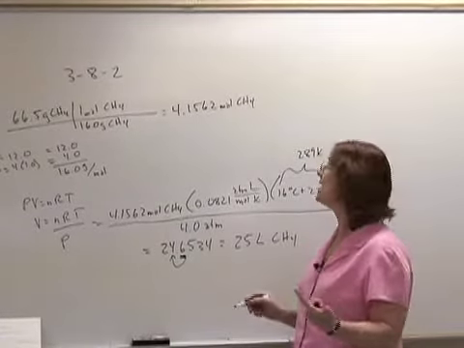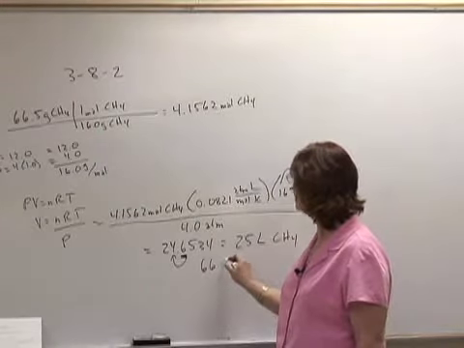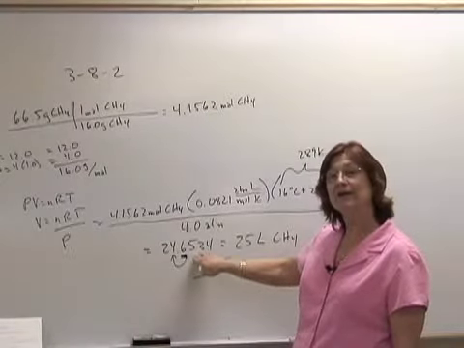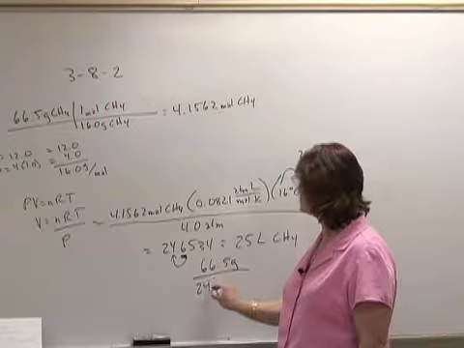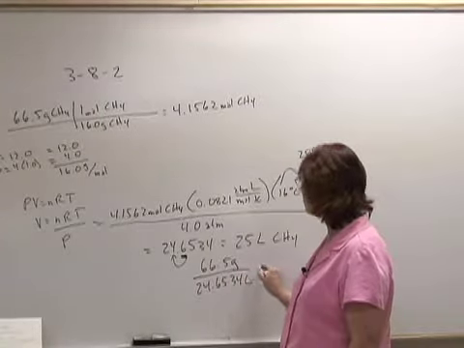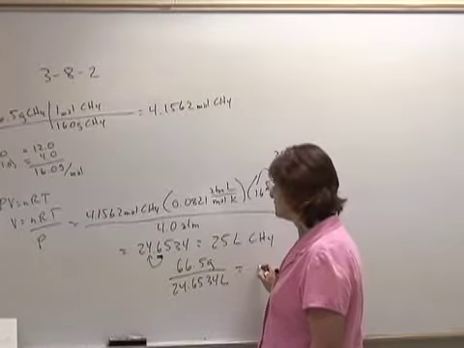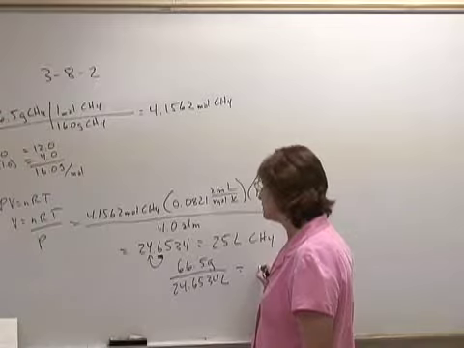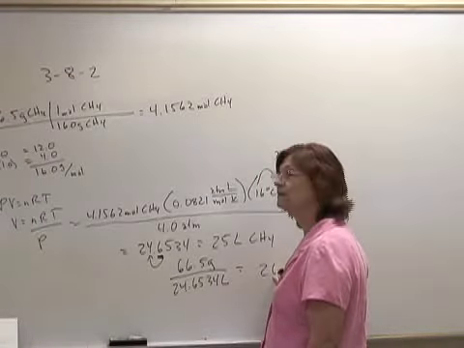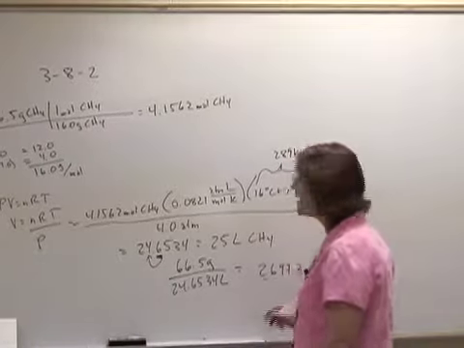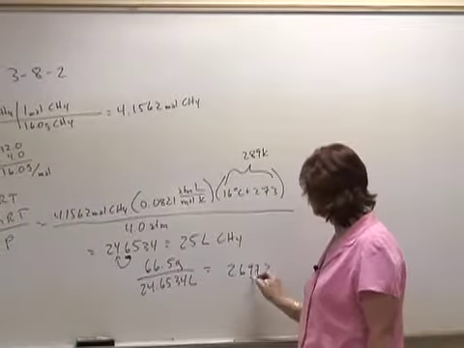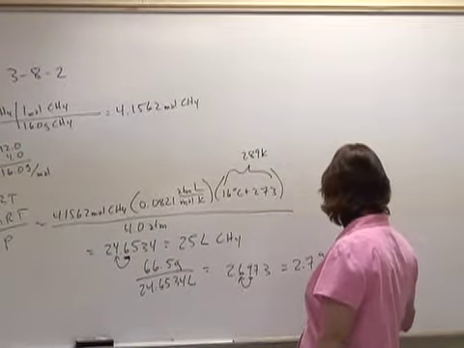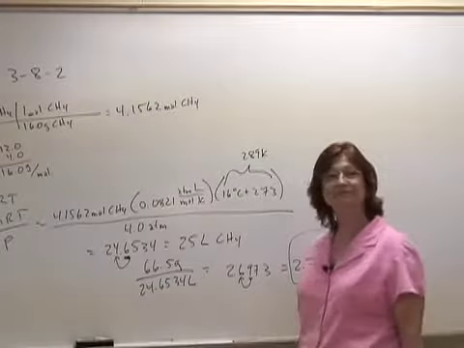And then to do the density, I just say 66.5 grams, which I am given in the problem, and I'm going to use the more accurate number in a calculation, and therefore I'll use 24.6534 liters, and I'm going to get 2.6973. I want two significant digits, and therefore the 9 will round the 6 up, and I will get 2.7 grams per liter of my methane under these conditions.